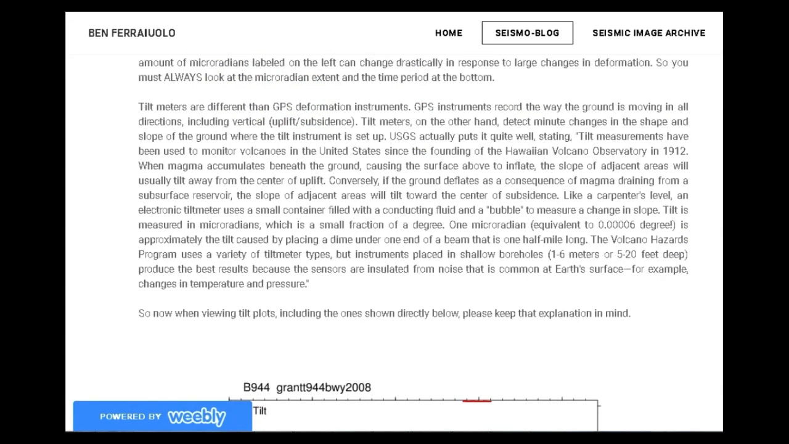GPS instruments record the way the ground is moving, the direction, in all directions, including vertical uplift and subsidence. Tilt meters, on the other hand, detect minute changes in the shape and slope of the ground where the tilt instrument is set up. So if the tilt meter seems to be rising, or the angle is growing, and tilting away, that means it is on the slope of a possible bulge going outwards.